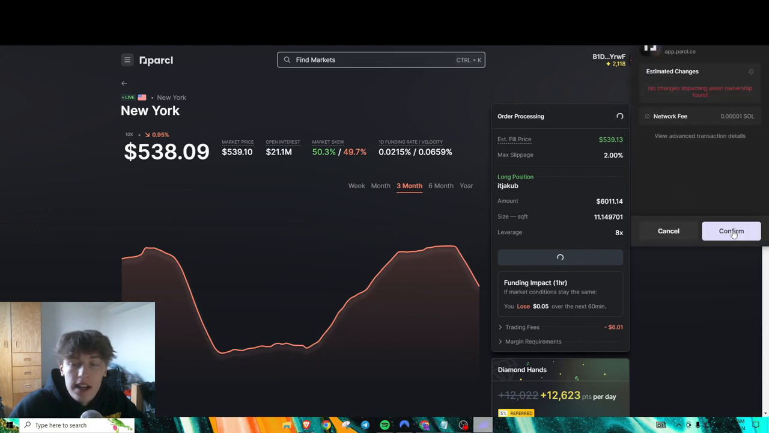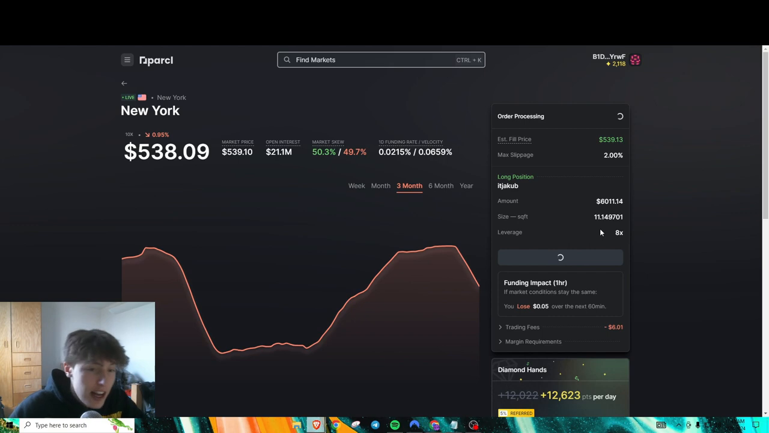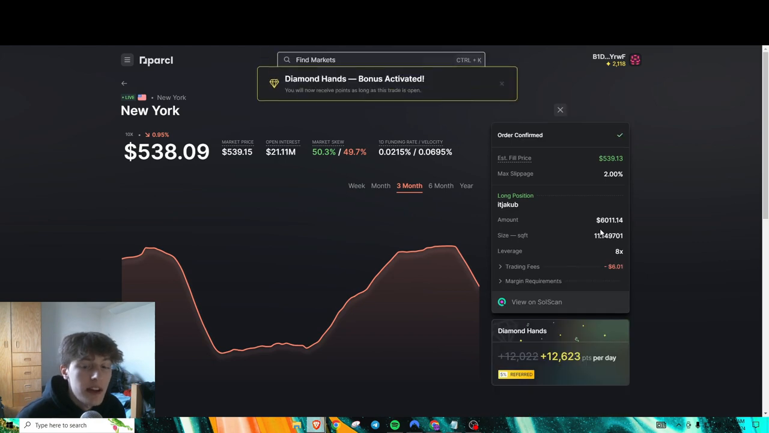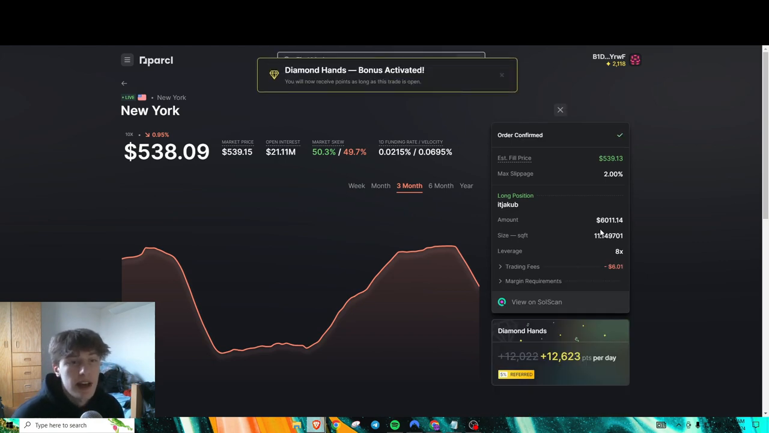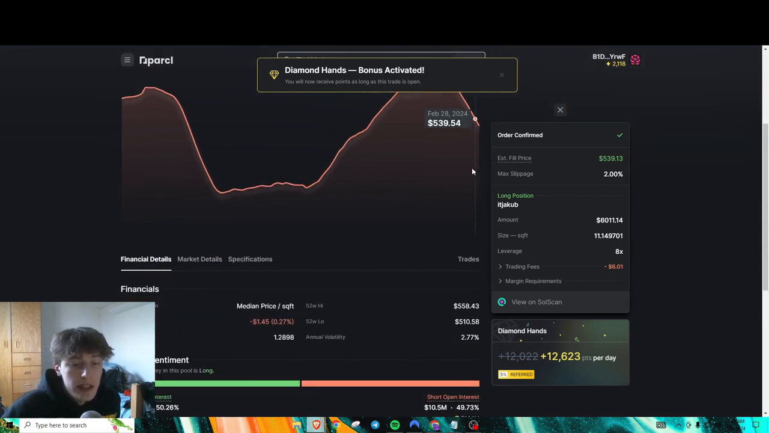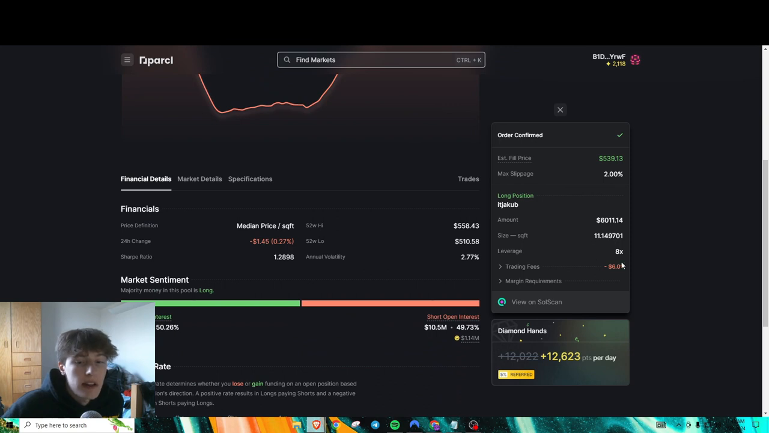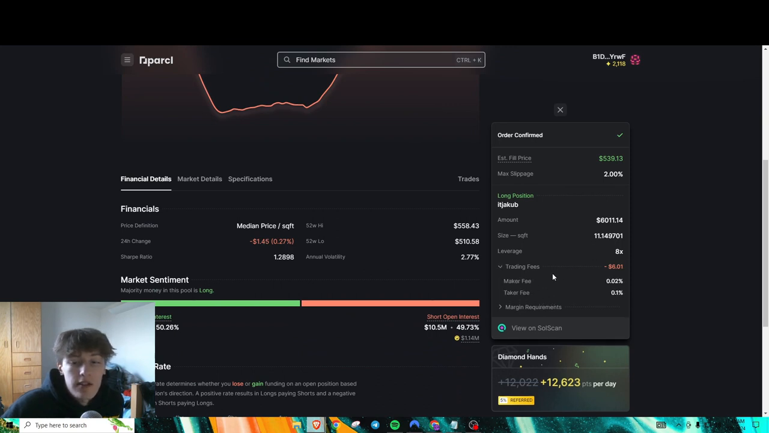As you can see, I have 8x leverage on this, which in any other instance I would not be doing, but since the real estate markets move so slowly, like I showed you earlier, it's traded in that 5% range throughout like 6 months. I'm okay with doing that. Oh, it looks like I had something. You will now receive points as long as this trade is open. Solid. Cool. That means my trade is open and you'll be able to see here, for example, it's shown my trading fees. So it was like $6. It is what it is.